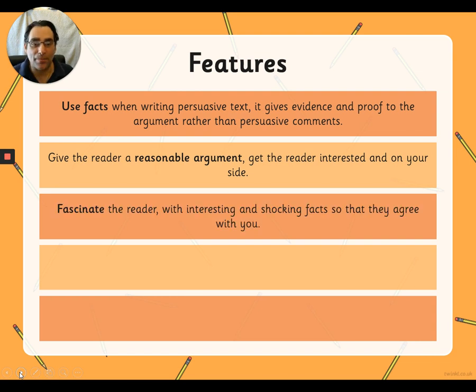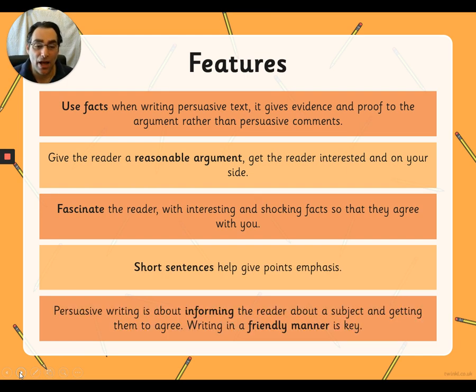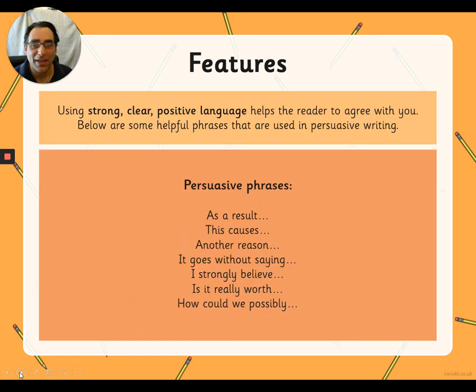But obviously your task is to write this about a city or an area of your choice. Your job is to fascinate the reader, have some shocking facts, and you might need to do some research to find them. Short sentences can help point emphasis. Remember, you are informing the reader about a subject and getting them to agree, so writing in a friendly manner is the way forward. If you write too aggressively, you might scare me away. So you want to use strong, clear language that's positive, which helps the reader, me, agree with you.